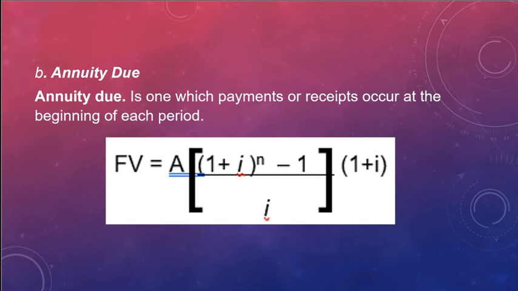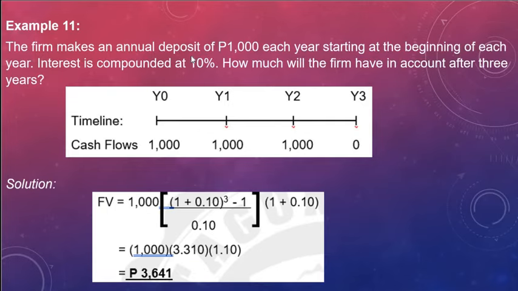So, this is the sample. We have here a sample problem. The firm makes annual deposit of 1,000 each year, starting at the beginning of each year. Interest is compounded at 10%. How much will the firm have in the account after 3 years?